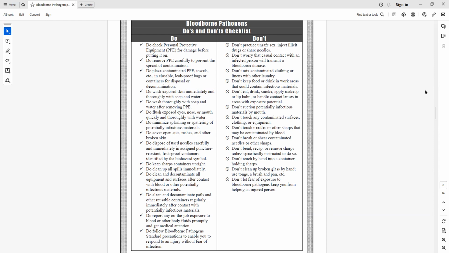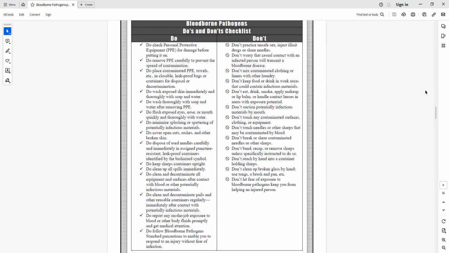Do dispose of used needles carefully and immediately in assigned puncture-resistant, leak-proof containers identified by the biohazard symbol. Do keep sharps containers upright. Do clean up all spills immediately. Do clean and decontaminate all equipment and surfaces after contact with blood or other potentially infectious materials. Do clean and decontaminate pails and other reusable containers regularly, immediately after contact with potentially infectious materials.